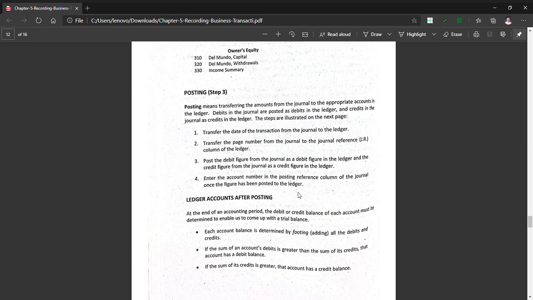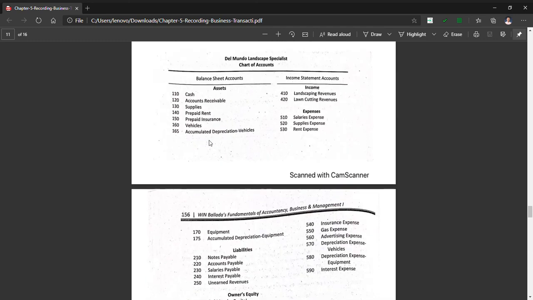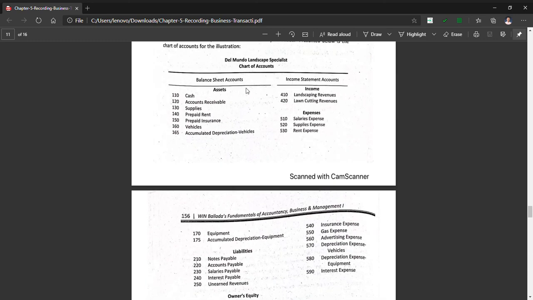Number 4, enter the account number in the posting reference column of the journal once the figure has been posted to the ledger. Okay, kung na-post na, babalik ka ulit sa journal, tapos ilagay nyo na yung posting reference. Okay? So, yung posting reference, it is just the account number. Account number ng specific account. Okay? So, titingnan nyo ulit dito. So, kung yung i-transfer natin is cash, so ilalagay nyo sa journal is 110. Okay?